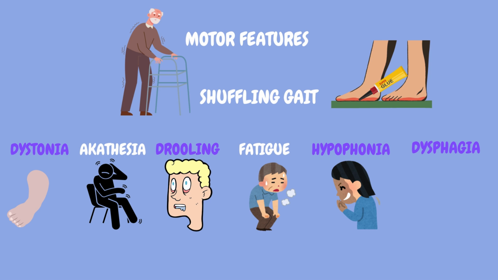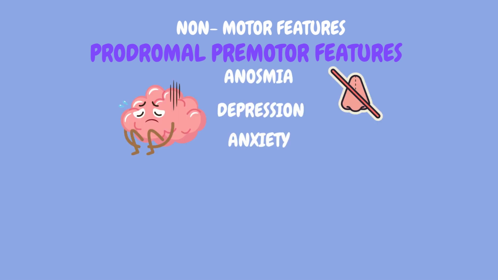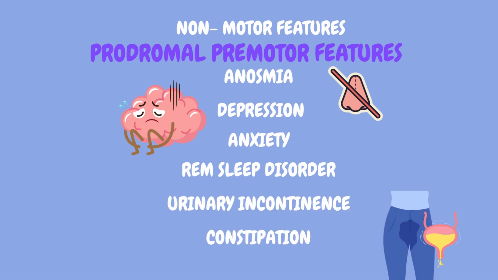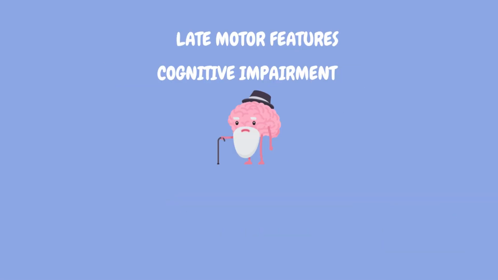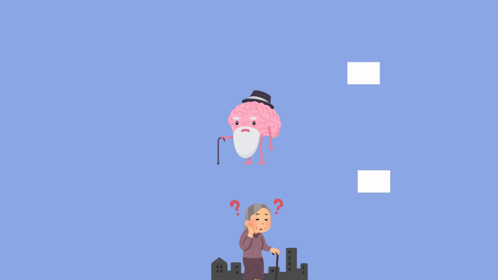soft voice, and dysphagia. For the non-motor features of Parkinson's disease, most of these are called prodromal premotor features, meaning they occur before motor features appear. They include anosmia, meaning inability to smell, depression, anxiety, REM sleep disorders, urinary incontinence and constipation. Other non-motor symptoms which appear after motor features include cognitive impairment and dementia.